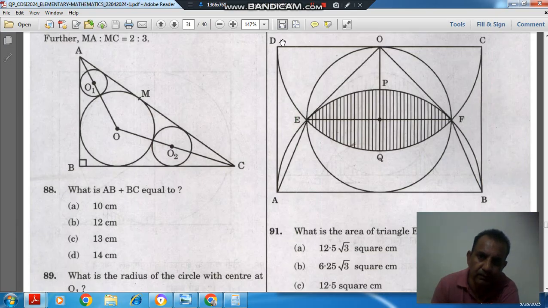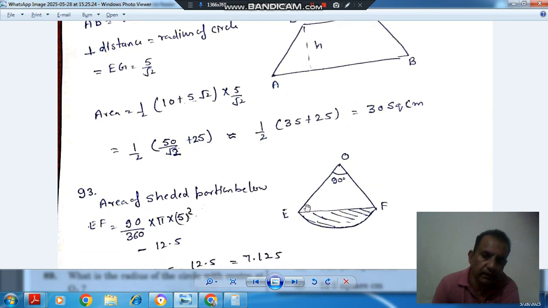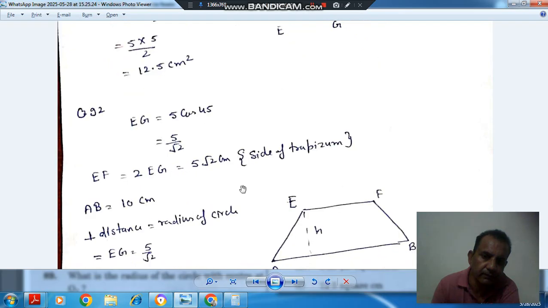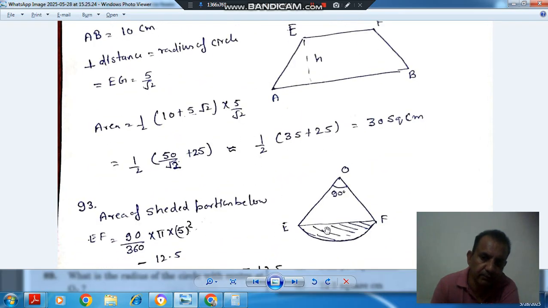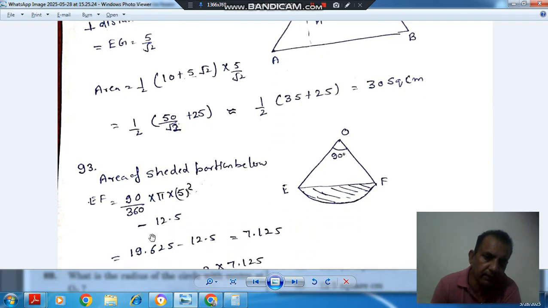So this is the center of semicircle and this angle is 90. So for this portion the area will be your 90 by 360 into pi r square. R is radius of semicircle, that is 5. And area of this triangle we have calculated in the first part, that is 12.5. So area of this particular shaded portion is 90 by 360 into pi r square, R is 5, minus 12.5. So it will come out as 7.125.